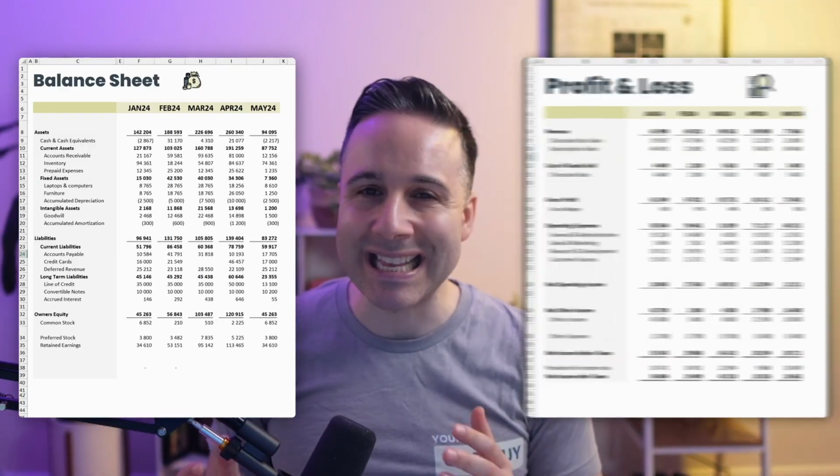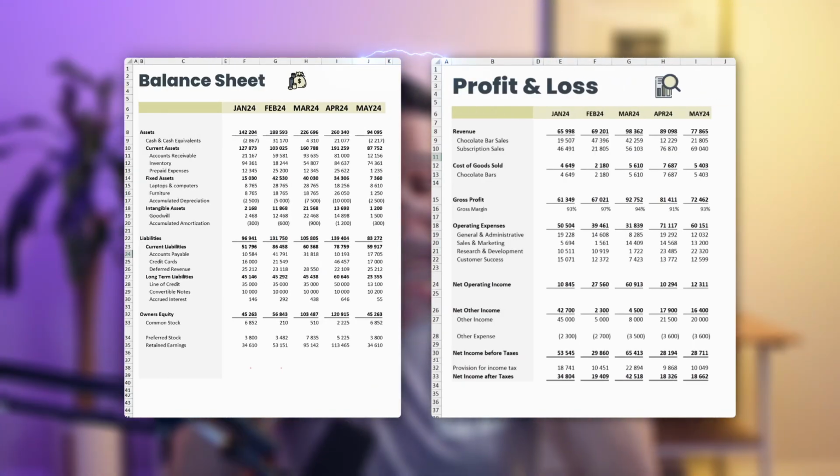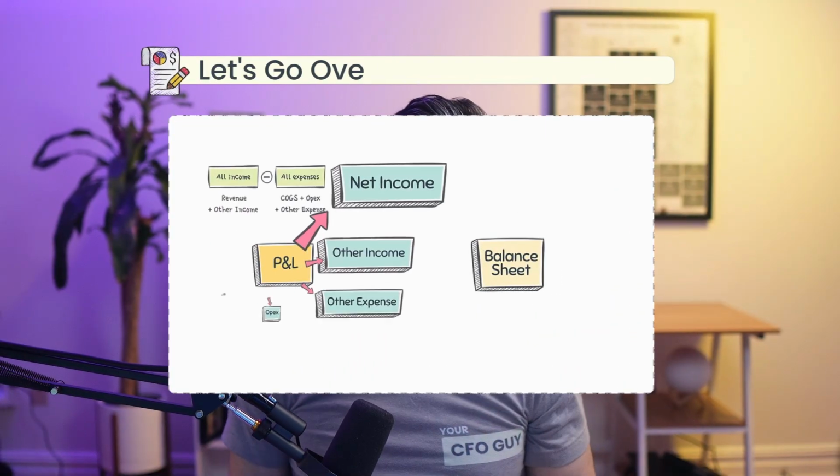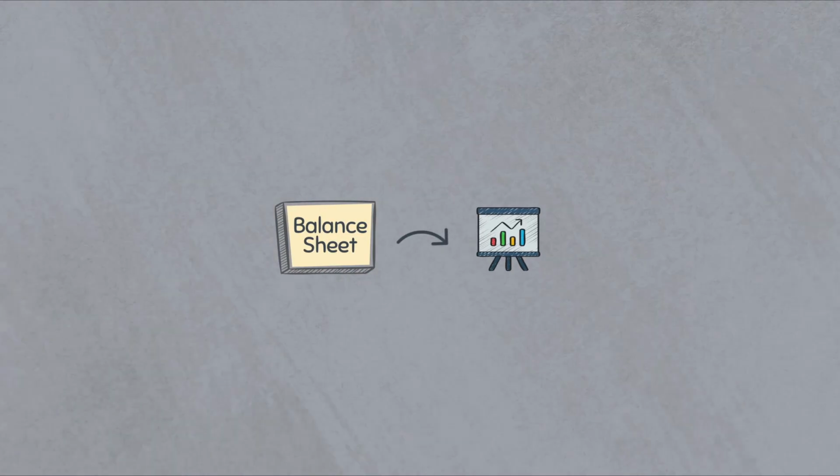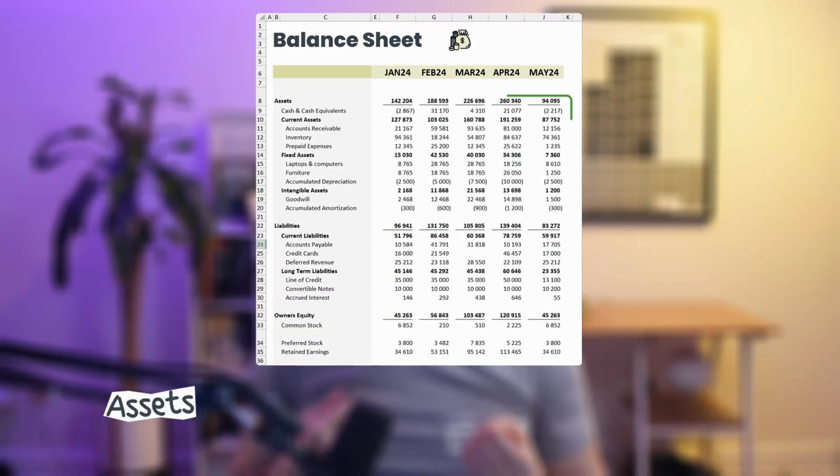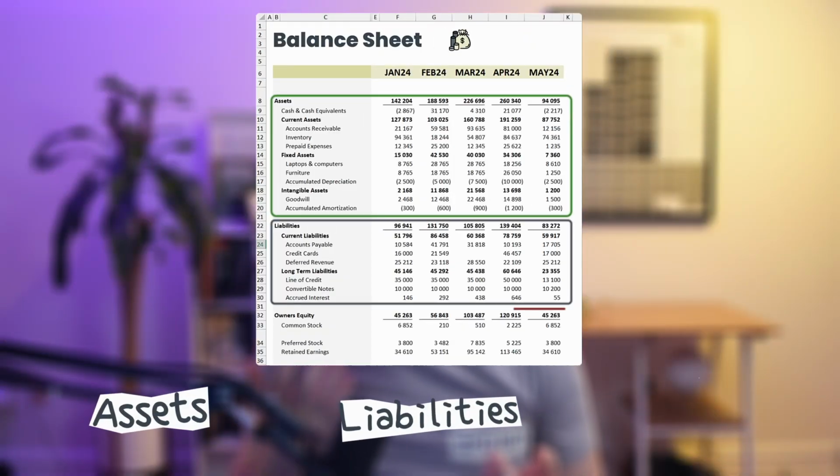The balance sheet and the income statement are connected, and in more than one way. Let's go over these connections. But first, let's do a refresher on what they both are. The balance sheet tells you about the position of your business, and it showcases your assets, liabilities, and owner's equity.